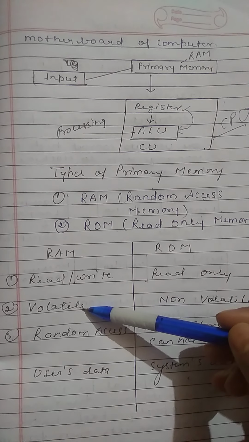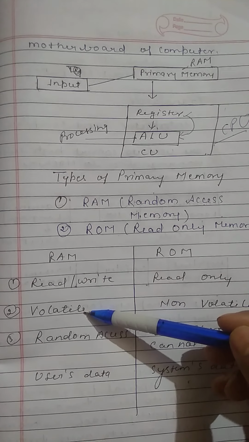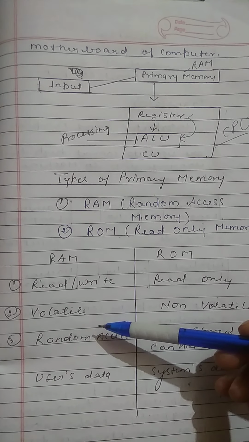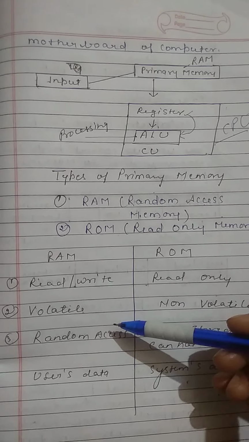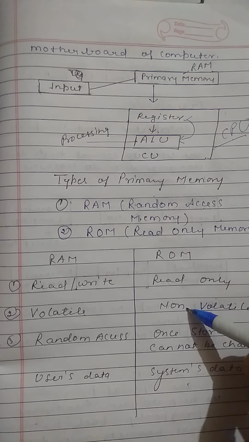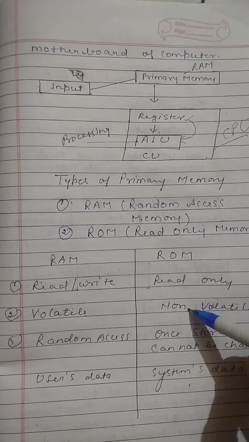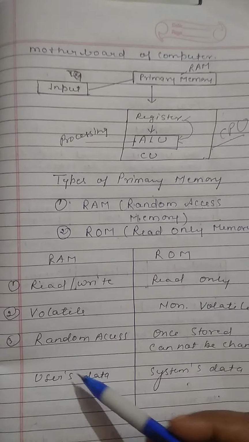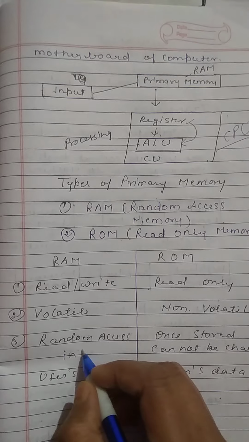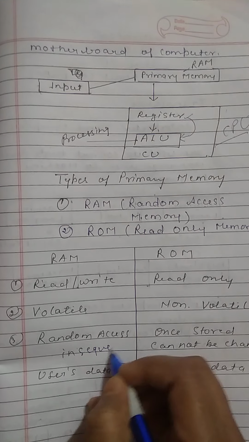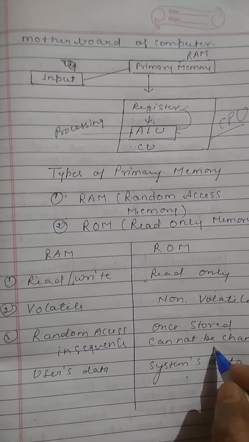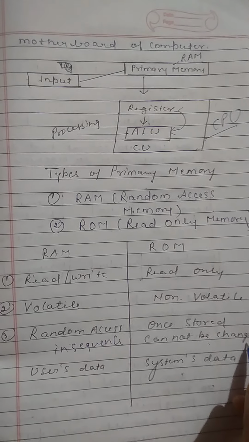RAM is volatile, means it can store data till the computer is on. After switching off the computer, it will remove all the data. ROM is non-volatile, it means whether the computer is switched on or off, it will store your data. Third, RAM provides you random access, means we can read data in any sequence, in any order. But once we have stored the data in ROM, we cannot change it.